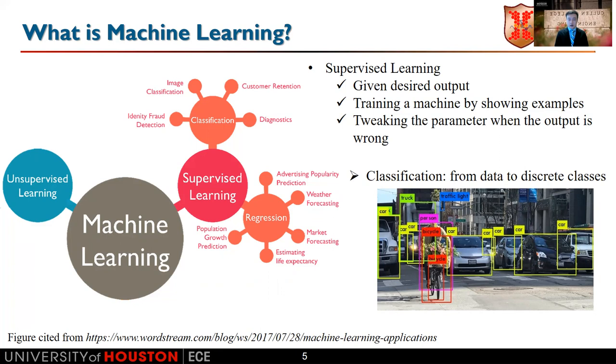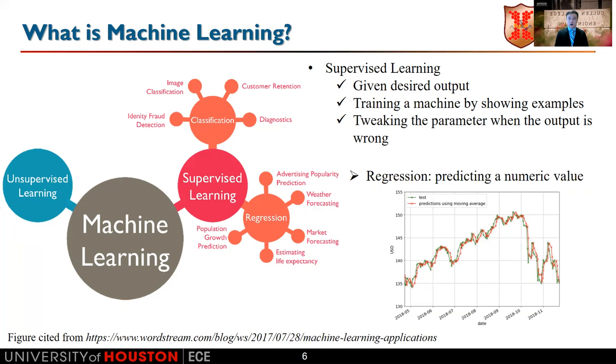Basically, supervised learning can be categorized into two classes. The first one is the classification problem. Classification is to infer the data into discrete classes. For example, in this image, it aims at finding the bounding box of the object and classifying what object it is, such as a car, or truck, or traffic light, or something like that. And the regression problem aims at predicting a numeric value. The typical application is to predict the stock price. It will use the historical stock price to make the machine learning model fit the curve of the price of the stock, so as to infer the future stock price.